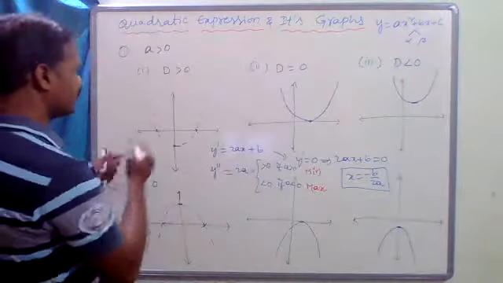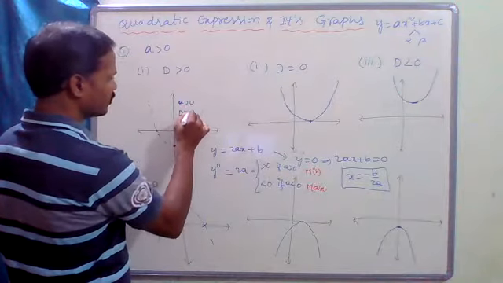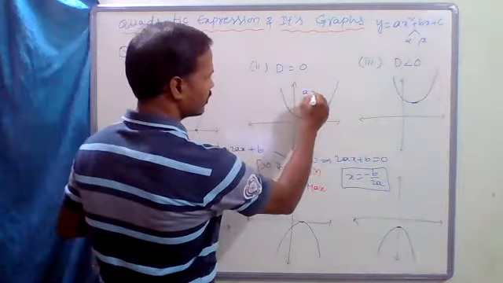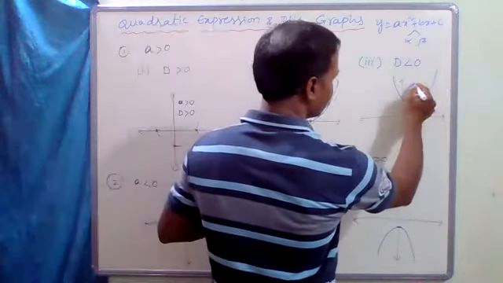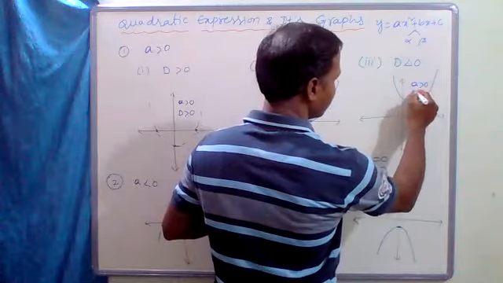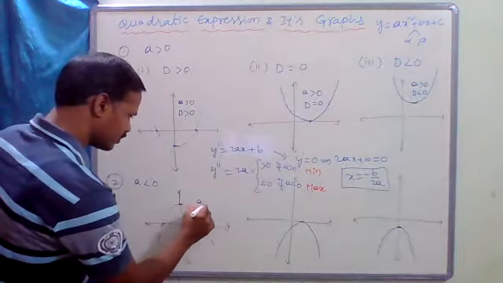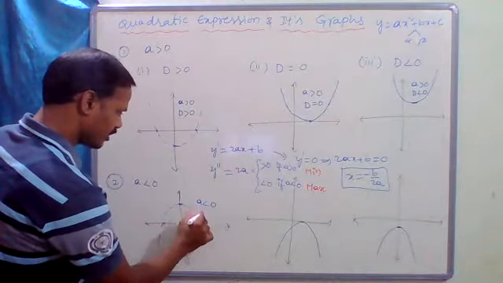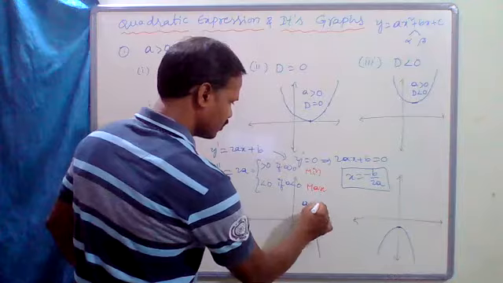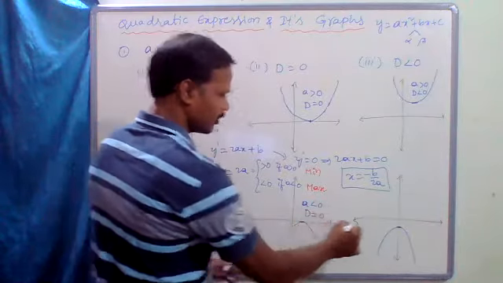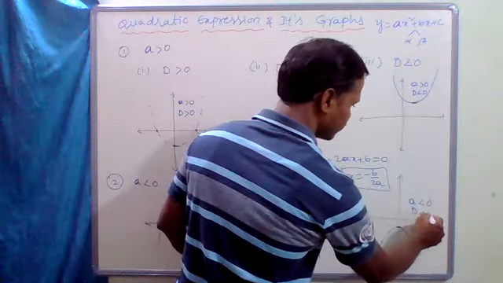So the first case here: a greater than 0, D greater than 0. Here a greater than 0, D equal to 0. Here a greater than 0 and D less than 0. Here a less than 0 and D greater than 0. Here a less than 0 and D equal to 0. Now here a less than 0 and D less than 0.